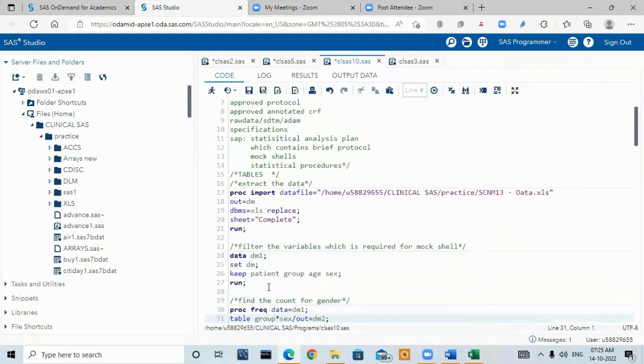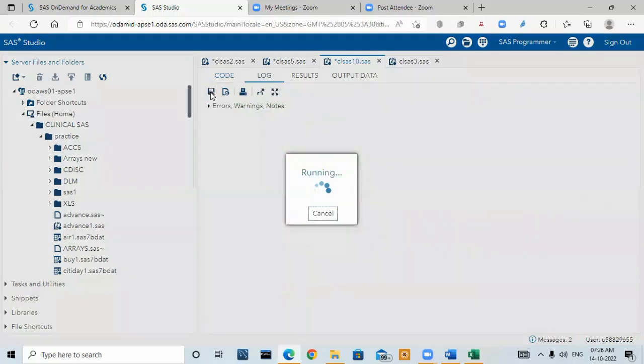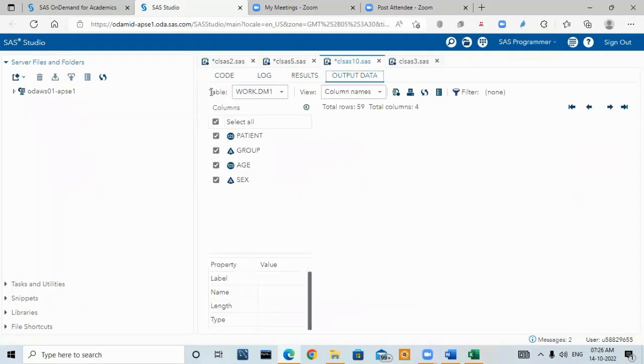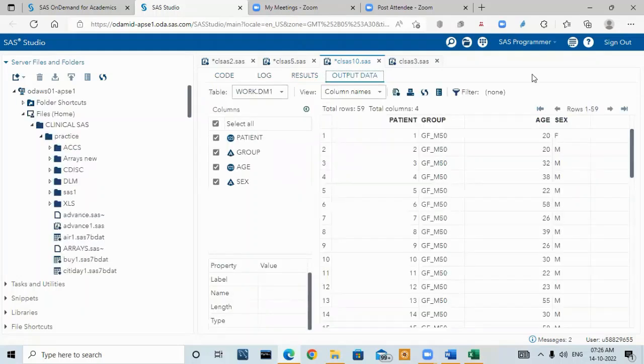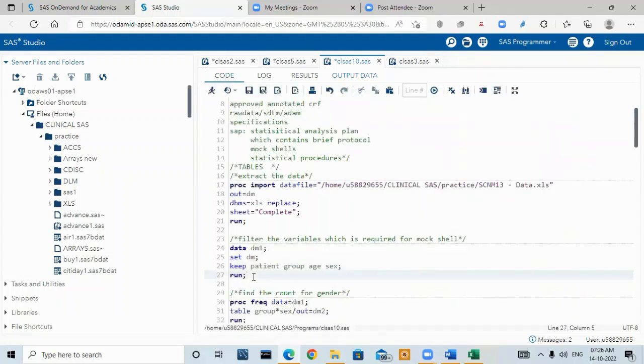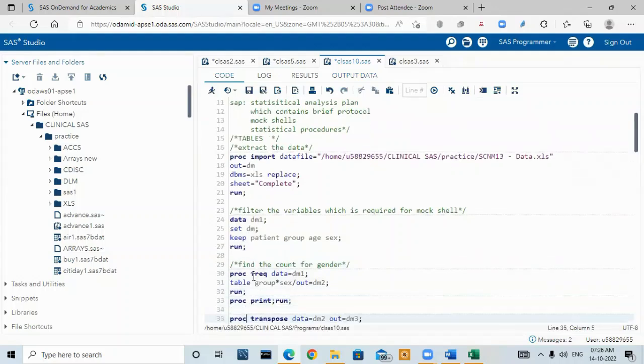So what are we doing here? First of all, we are keeping only 4 variables. What are the 4 variables? Patient information, group information, age, and sex. These 4 variables only we are keeping. Other variables we are dropping. Now you can see the table. How many variables are left out from 42? Only 4 variables are left. We want this many variables only. We don't want the lot of 42 variables. Now we are going to work on these 4 variables only.